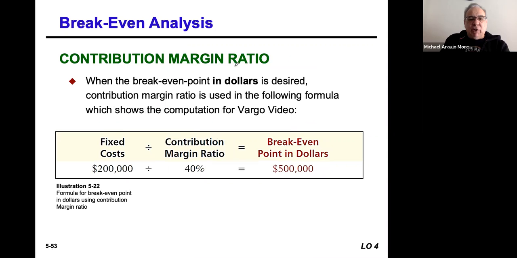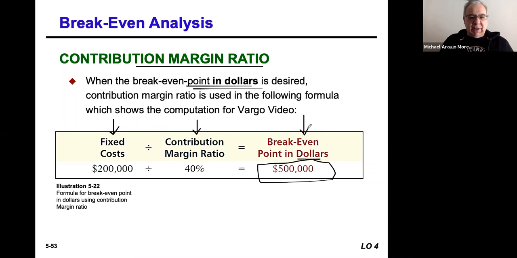The contribution margin ratio can also be used, okay? But in this case, it's going to tell us what our break-even point is in terms of sales dollars. So here we have fixed costs of $200,000, and we divide that by the contribution margin ratio of 40% from our previous example. That would mean the break-even point in terms of sales dollars would have to be 500,000 in order for us to have 0 net income. Sales would have to be 500,000.